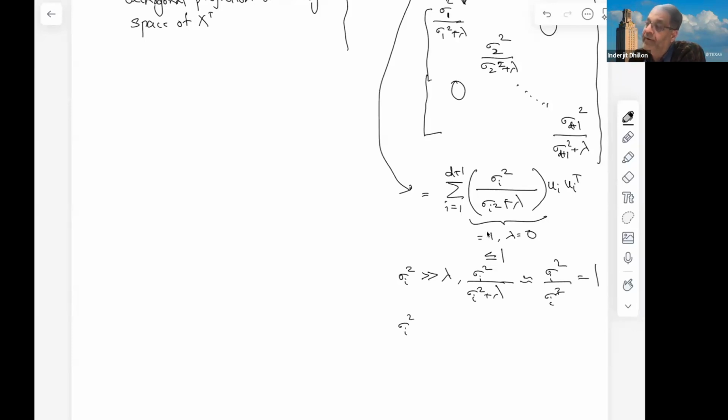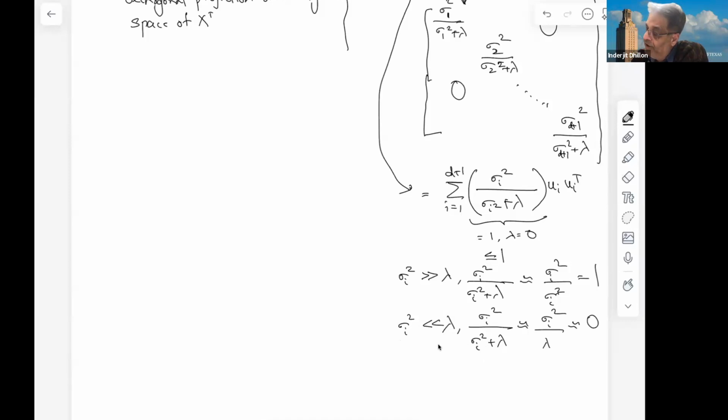If sigma i square is much smaller than lambda, then I have sigma i square divided by sigma i square plus lambda. And this will be approximately equal to, so remember sigma i square, that'll stay in the numerator. And sigma i square plus lambda, when sigma i square is negligible compared to lambda, is going to be lambda. And that is going to be nearly equal to 0.